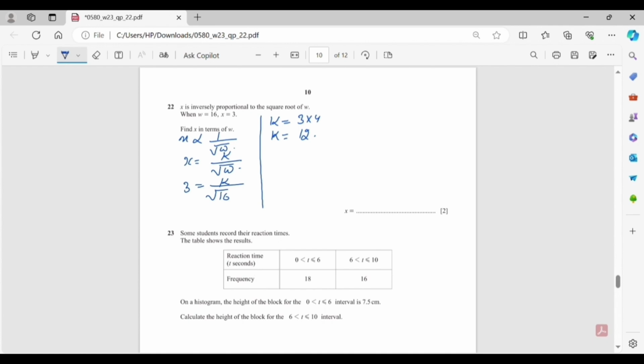Now we have to find x in terms of w. Now x is equal to k over root w. So x will be equal to 12 by root w. So this will be our answer, 12 over root w. Next, question number 23.